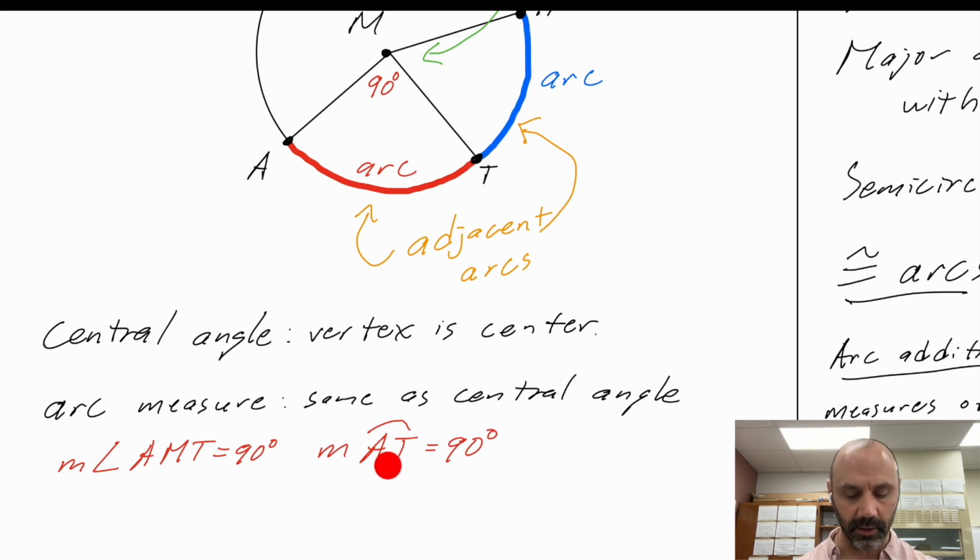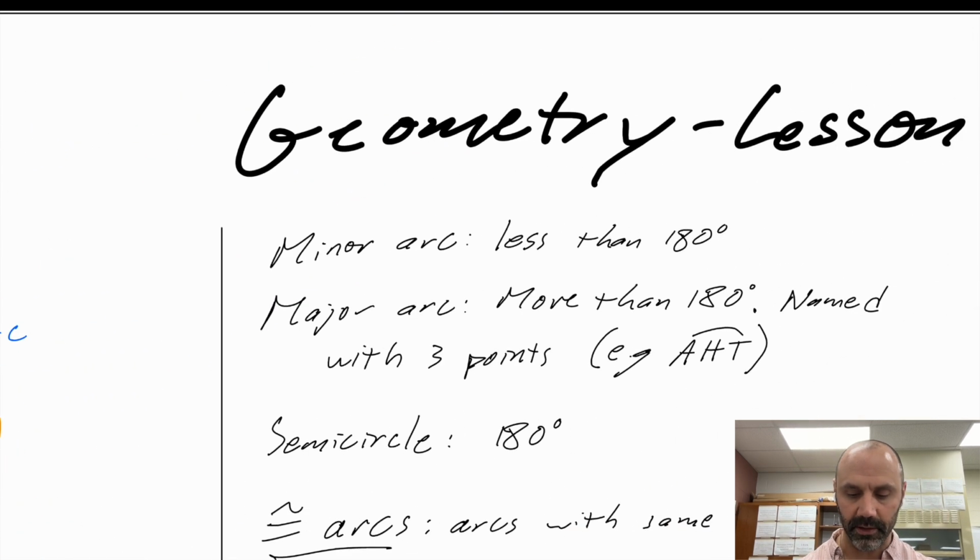And this is how you write an arc. Line segments are the endpoints with a line over it. Well, an arc is the two endpoints with an arc over it. The line has the line over it; the arc has the arc over it. Now, that's for minor arcs. A minor arc is an arc that's less than 180 degrees, less than half the circle. A major arc, one that's more than 180 degrees, is named using 3 points.